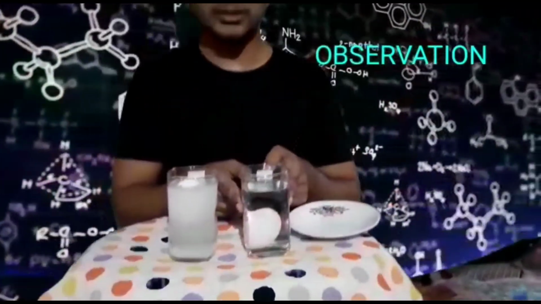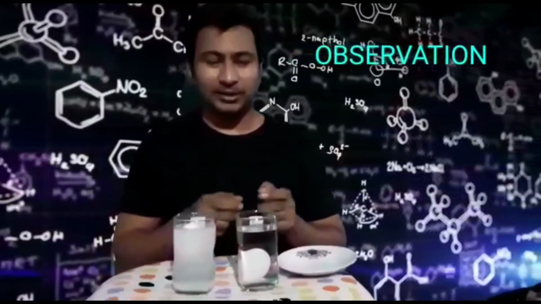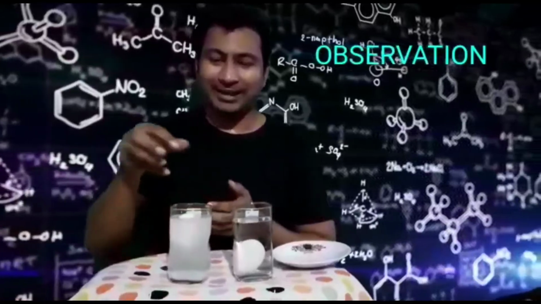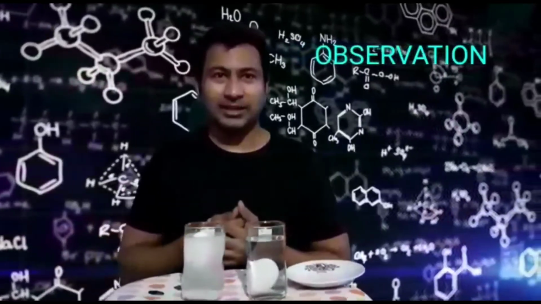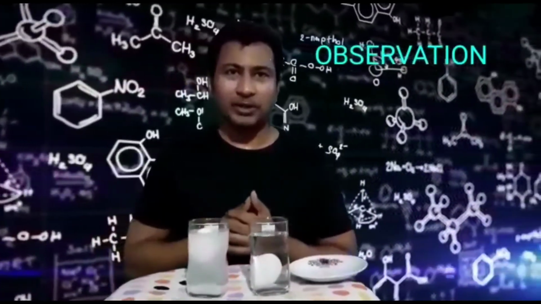in the first container, in the first glass, the density of the water is less than that of the egg. So therefore the egg is sunken. And in the other case, when we have added the salt inside the water, the density of the water is increased. As a result, the egg is found to be floating. So that is the observation in relation to it.